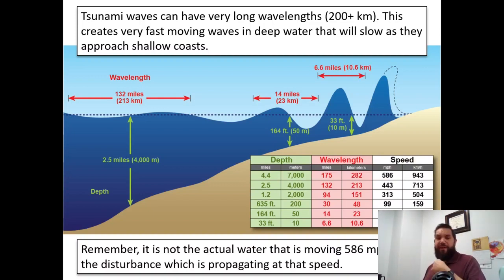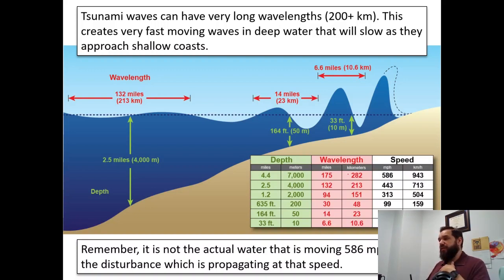If you have a wavelength of 100 kilometers, the oceans are not 100 kilometers deep, right? They're not 50 kilometers deep. They're like 4 kilometers deep. So they're going to act like shallow water waves. But still, in the deep ocean, where you have a great depth, those waves are going to be able to move very fast. However, as they approach the coast, they're going to slow down a lot.